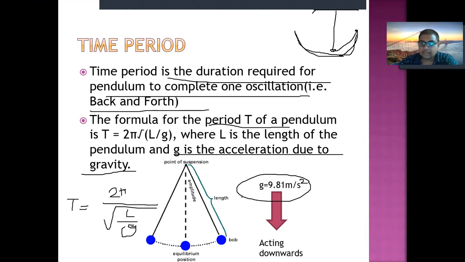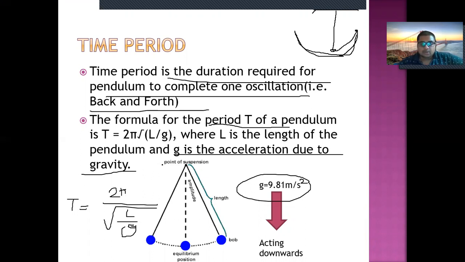And it's acting downwards. Why downwards? Because it is the force of gravity which acts downwards. And since this is acceleration due to gravity, you will learn more about it in further classes. Don't worry about it. Just remember that its value is 9.81 meter per second square.